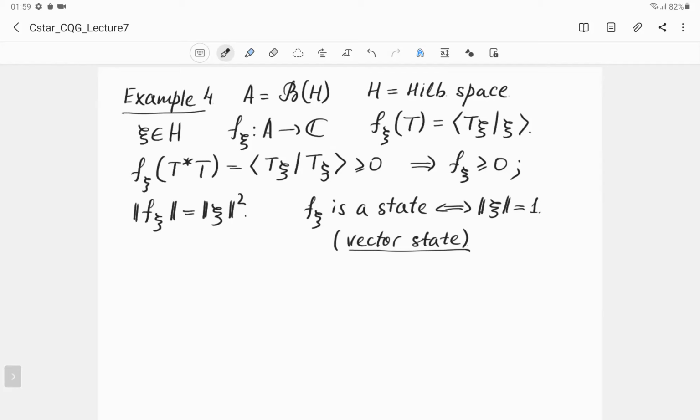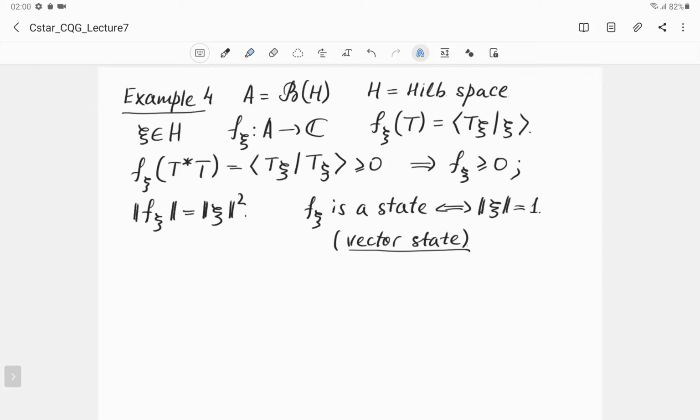The mathematical model of quantum mechanics is different. Now, the states are vectors on a unit sphere of a Hilbert space, and the observables are self-adjoint operators, usually unbounded self-adjoint operators on the space. And if T is such an operator, an observable, then this number, the inner product of T xi and xi, is interpreted as the mean value of T in the state xi. States of this form are sometimes called pure states.